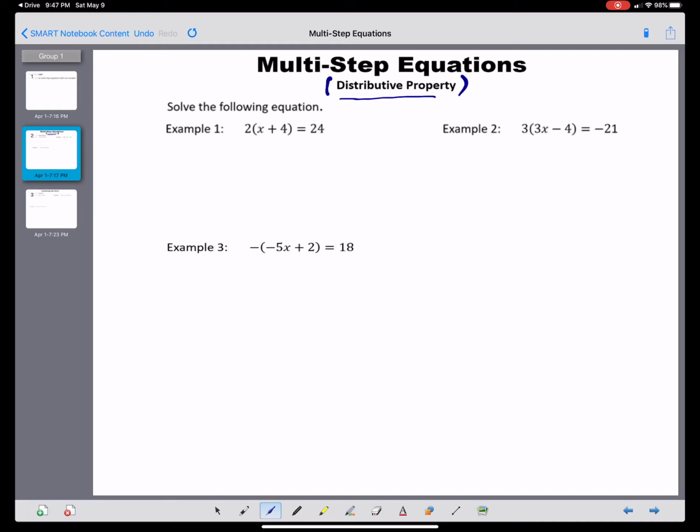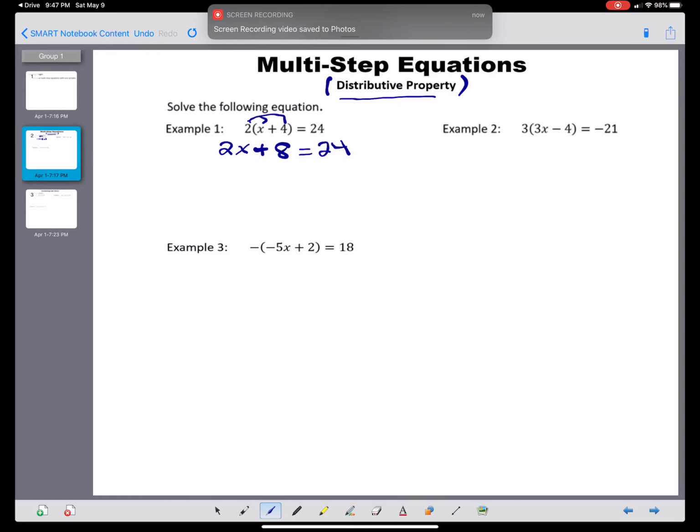If we take a look at example number 1, I have this 2 outside, and I need to multiply it to everything inside. Well, 2 times x is 2x, and 2 times 4 is 8, and that's equal to 24. Now what you have is a two-step equation. Remember, with a two-step equation, you add or subtract first and then multiply and divide last. And remember, you have that one special case, but in these examples, you won't see that.